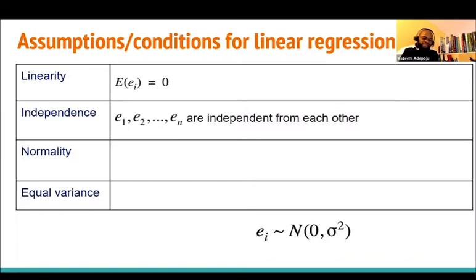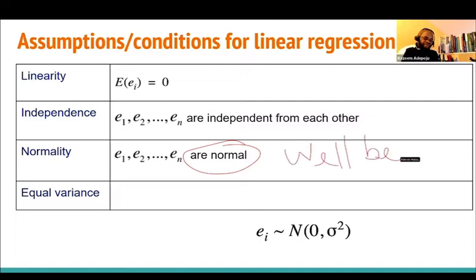Now, the next thing we're going to talk about is that the probability distribution of the error must be normal. It is only when the probability distribution of the error is normal that the error can be well behaved. When we say well behaved, what do we mean by the error being well behaved?